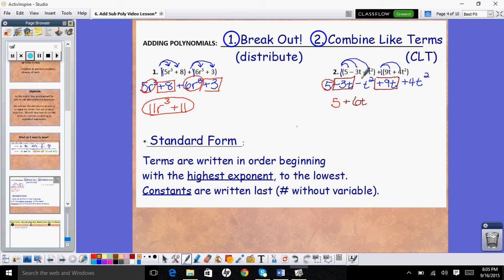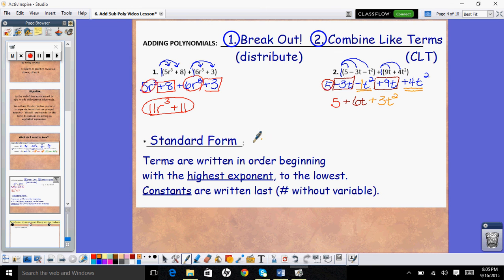Last, I have negative t squared and positive 4t squared. This negative 1t squared plus 4t squared becomes positive 3t squared. T and t squared do not have the same exponent, so I no longer have any like terms. This would be my final answer.